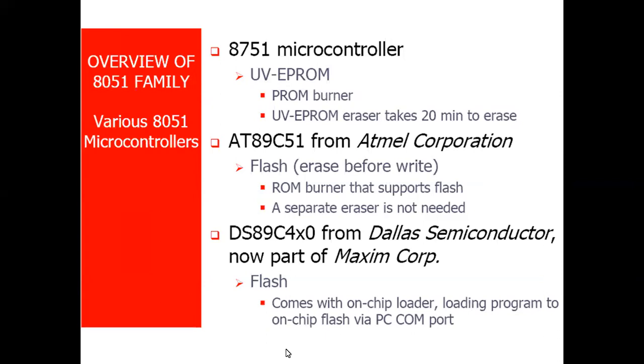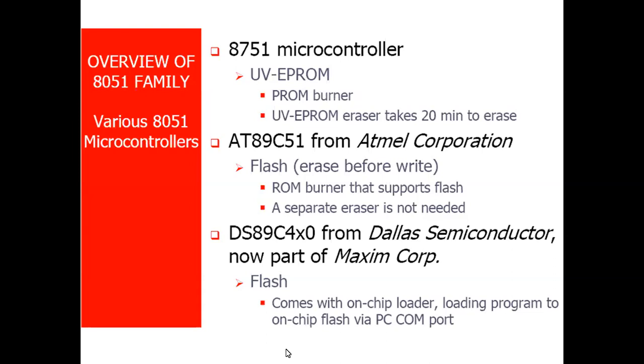First is the 8751 microcontroller. Actually, the 8751 microcontroller has only 4K bytes, meaning 4 kilobytes, of on-chip UV EEPROM. So for using this chip, we require a PROM burner as well as a UV EEPROM eraser. The program is burned by the PROM burner and it is erased by the UV EEPROM eraser, which erases the contents of the UV EEPROM inside the 8751 chip so that you can reprogram it again.